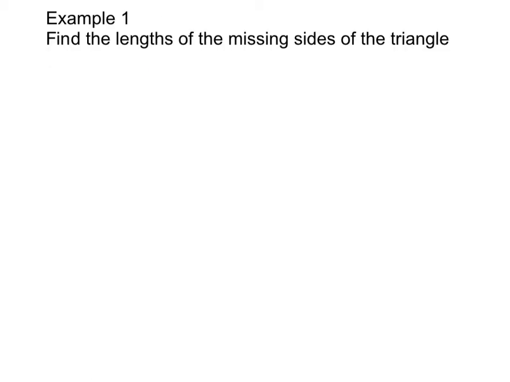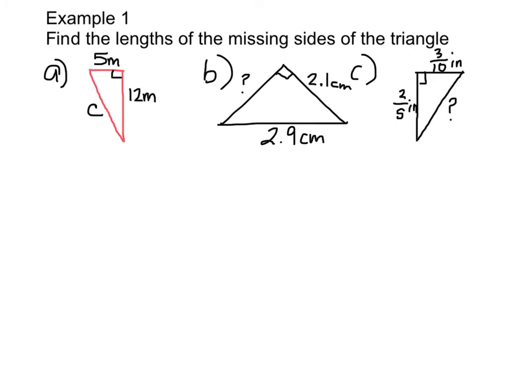Example number 1. Find the lengths of the missing sides of the triangle. So let me draw a few triangles here. Let's start with example A. We have a triangle with sides that are 5, 12, and C meters. So we're going to use the Pythagorean theorem: A squared plus B squared equals C squared.